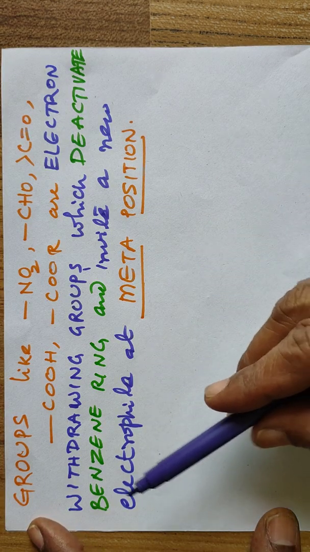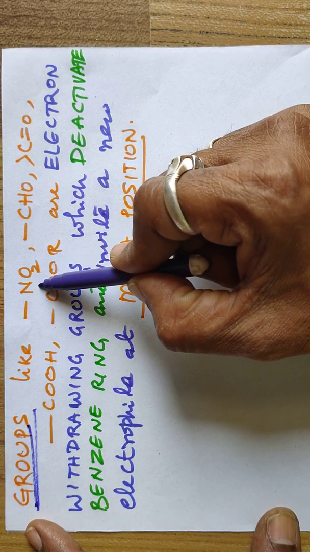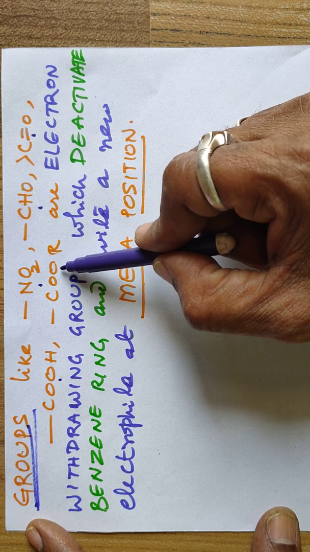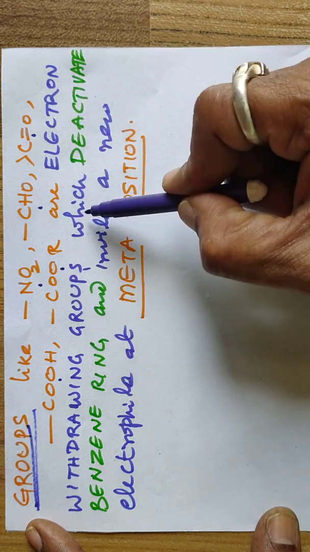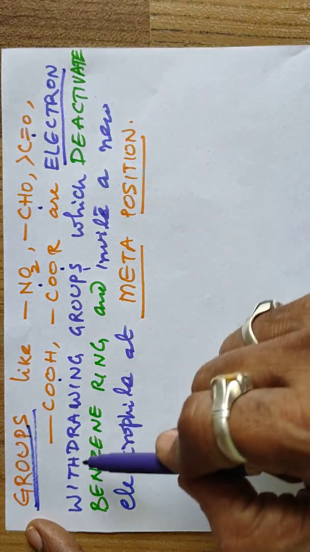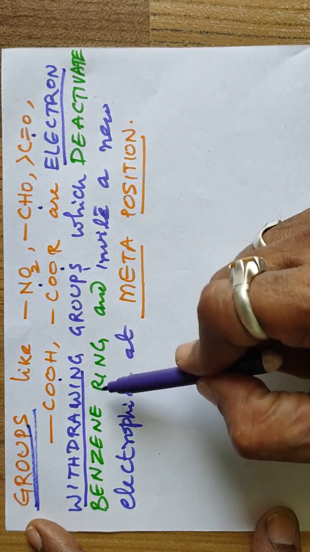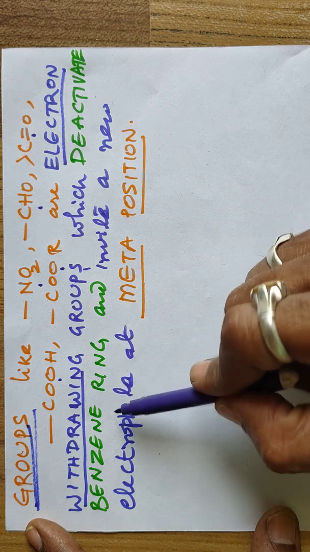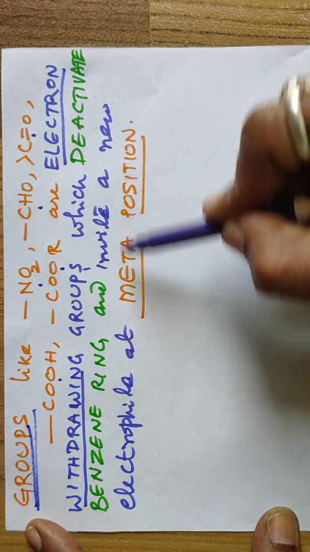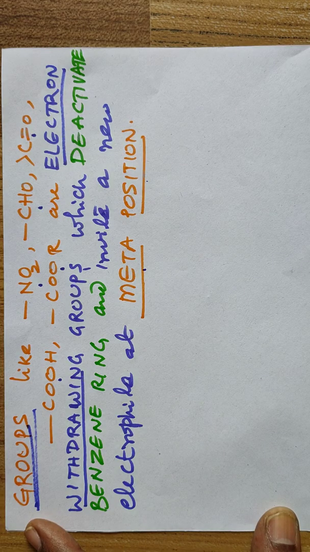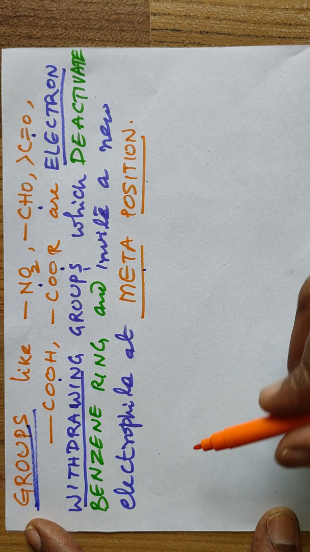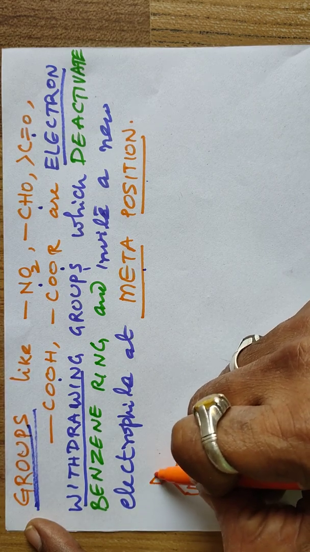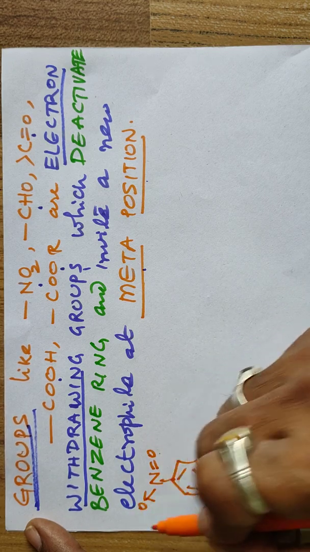Now how to understand another type of groups like NO2 nitro group, CHO aldehyde, CO ketone group, COOH carboxylic acid, CO ester groups. These are the groups present on the benzene ring. They are electron withdrawing groups, which deactivate the benzene ring and invite a new electrophile at the alternate position, that is the meta position. You can easily understand by taking a simple example. Nitrobenzene is the best example. Yes, this is nitrobenzene.